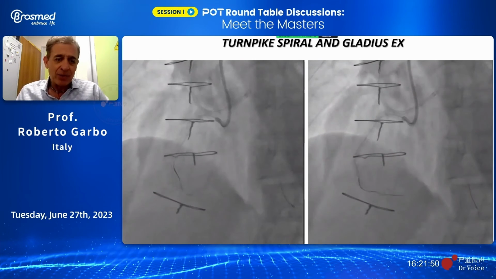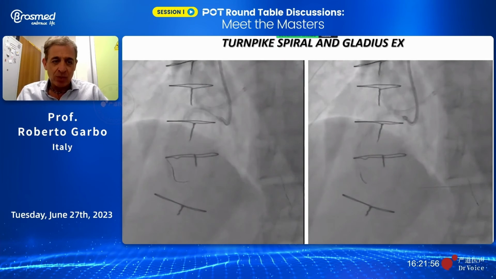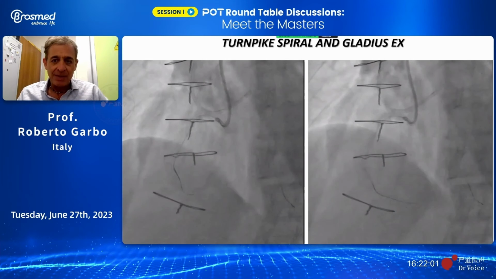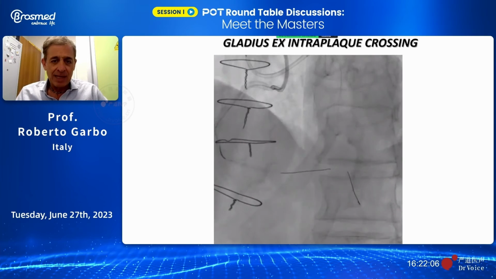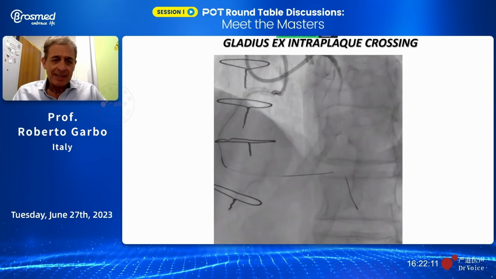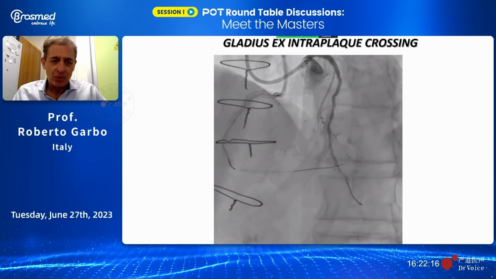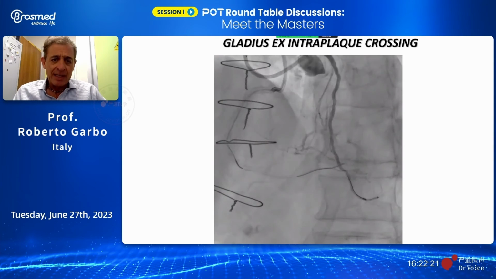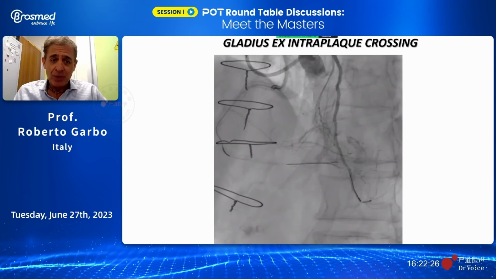So the first part of the CTO I was really happy. That was quite fast, and I was able to advance the Turnpike Spiral. The Gladius gained the PDA. So the first part was done. You can see this is the angio from the left. We reached the PDA, and then you can see here better how calcified is the ostium of the posterolateral branch, a second really long occlusion, and with a big vessel. So we need to open this posterolateral branch.